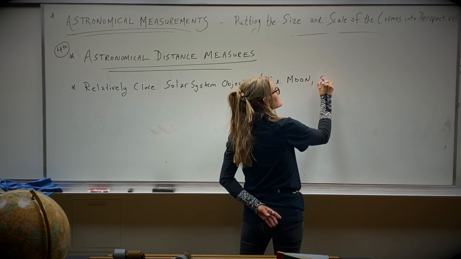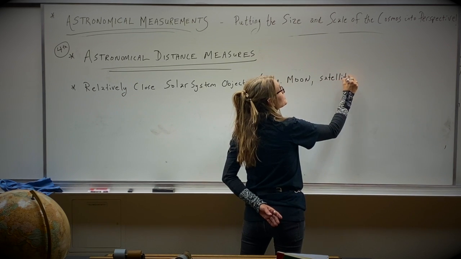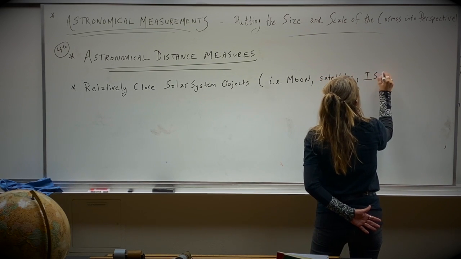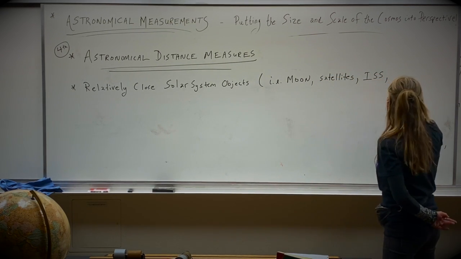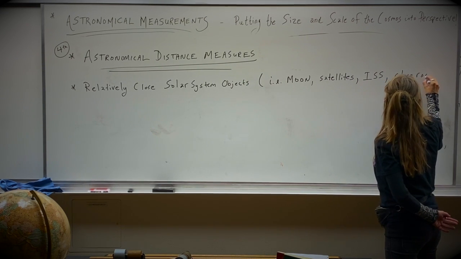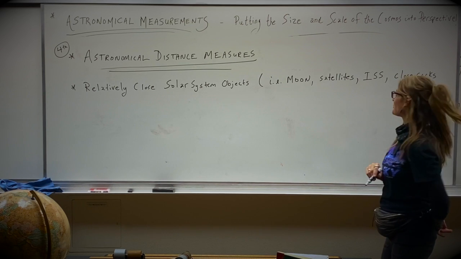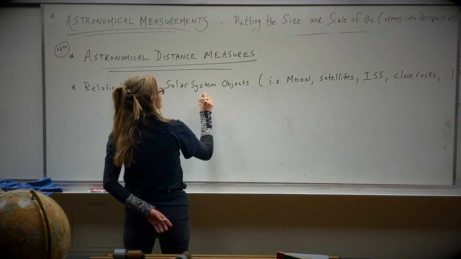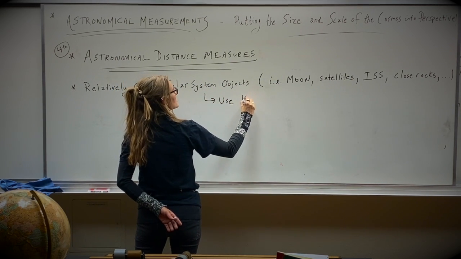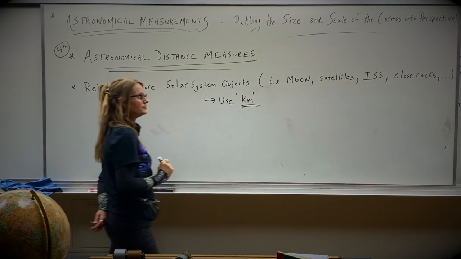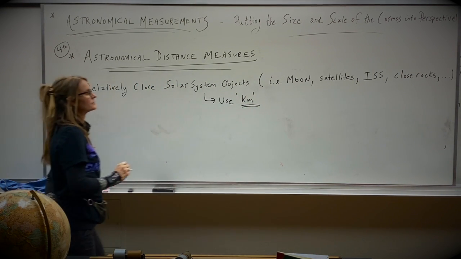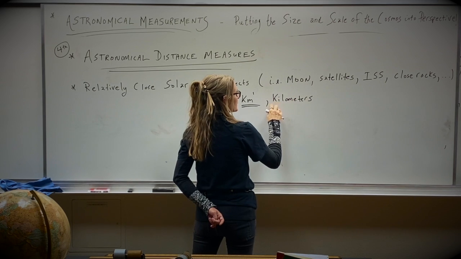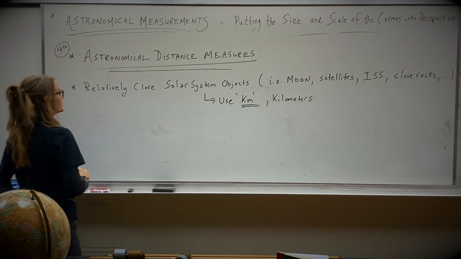I'll say other satellites like artificial satellites. The moon is a natural satellite. Satellites, ISS, the International Space Station, sometimes close rocks, like asteroids, if they come close in the orbit, we use kilometers. And there's the prefix spelled out.